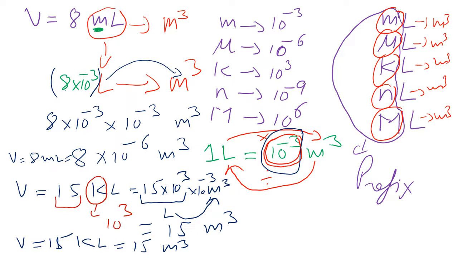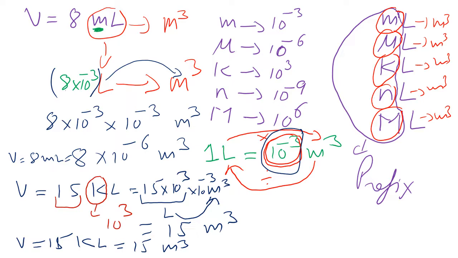Now the number is in the unit of liter, and this liter again you have to change to meter cube. So again you have to multiply by 10 to the power minus 3, then it will be converted to meter cube. So the answer will be 15 meter cube. The volume 15 kiloliter is equal to 15 meter cube.